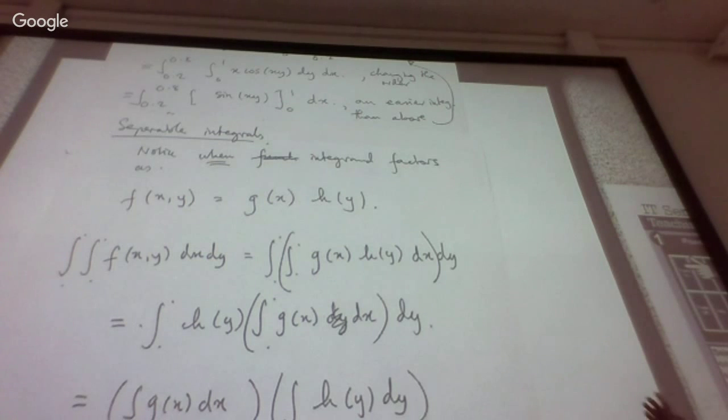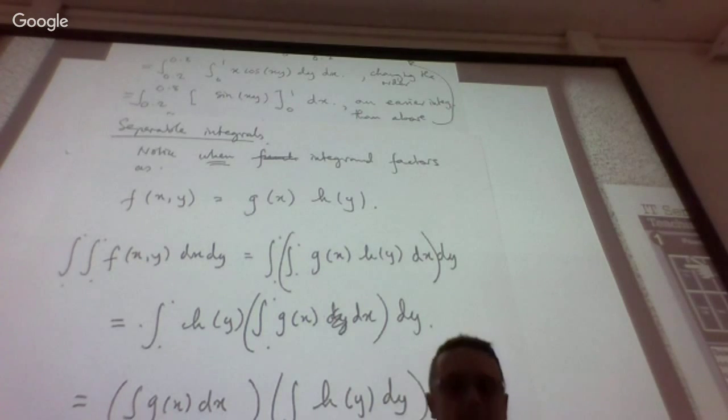So if your function factorizes into a factor with all the dependence on x, and the other factor with all the dependence on y, then the same thing will happen to the double integrals. Okay, any queries at the moment, or anything I could clarify there? Okay, so we'll go on now.